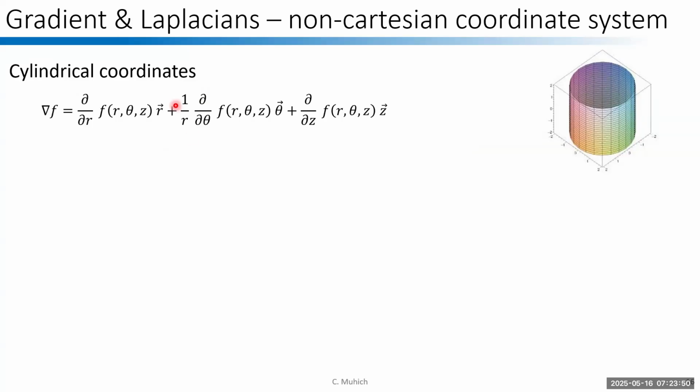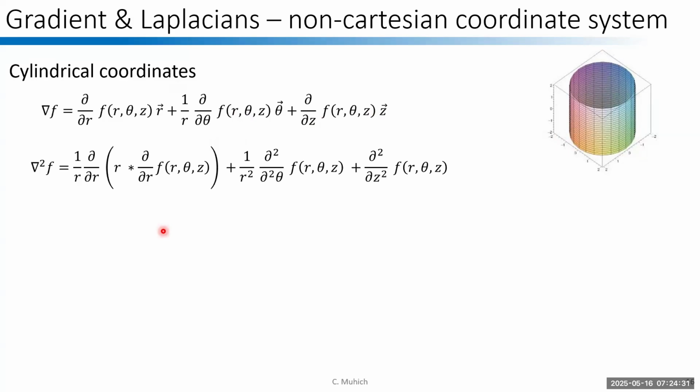There's an extra term which feels a little bit odd. When I take the gradient of f in cylindrical coordinates, I get my partial derivative with respect to r of my function in the r direction. But when I take the partial derivative of the function in the theta direction, so how I'm moving around the circle, I have to have a 1 over r out front. So I take my derivative with respect to theta, and then I just multiply by 1 over r. Z is nice and friendly. Again, I just take the partial derivative with respect to z.